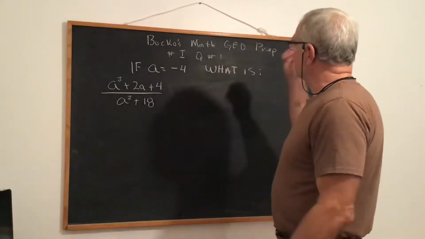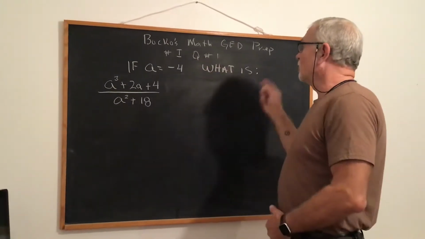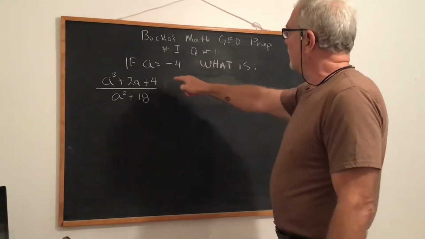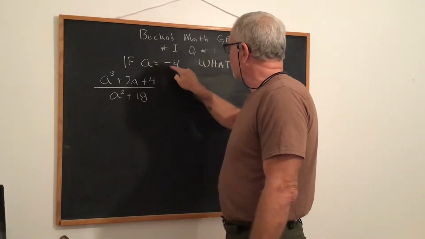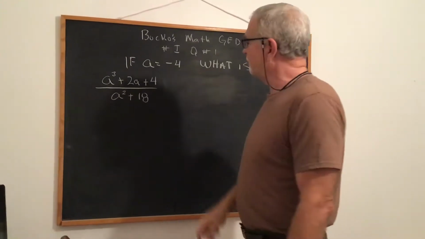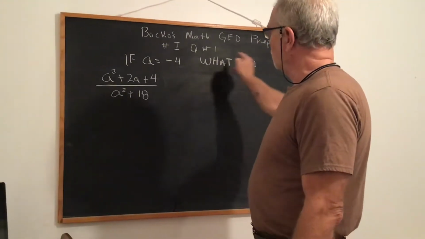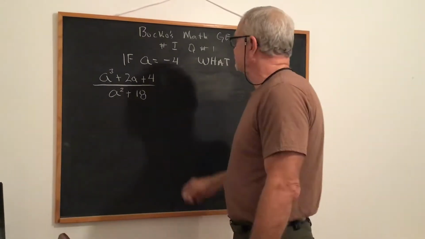This is Buckos Math GD Prep number 1, question number 1. And here we have an equation. We've got to plug in the value of a variable, and it's telling us that wherever you see a, you're going to put in a -4. And it wants us to evaluate that. We've got to come up with a number at the end of that.